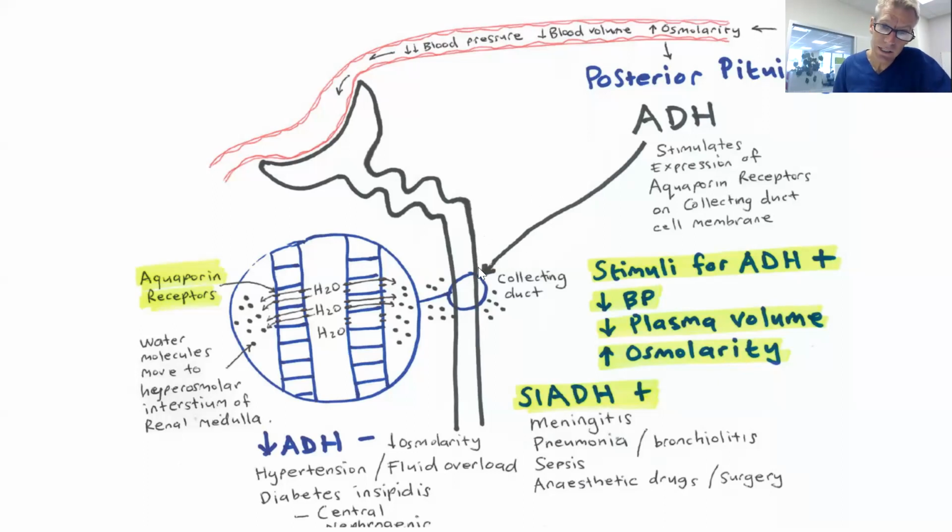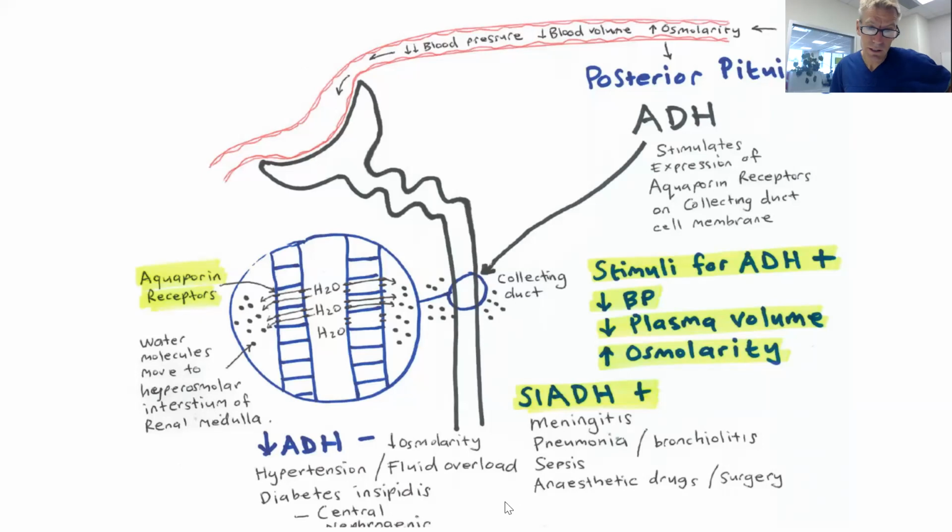And the ADH acts on the collecting ducts. It doesn't act on the nephron, but it acts on the collecting ducts, and that causes water movement back into the interstitial fluid and then reabsorption of that water. So instead of passing a very dilute urine, if there's a lot of antidiuretic hormone being produced in response to these normal stimuli or inappropriately, then there'll be a more concentrated urine. Okay.